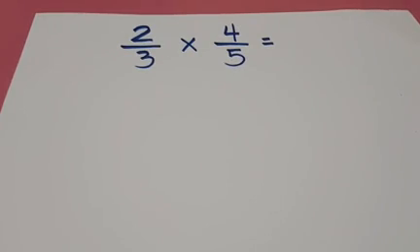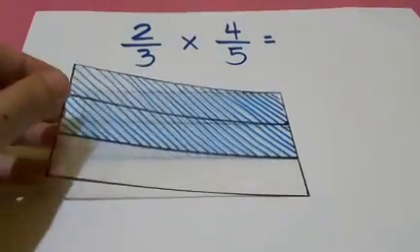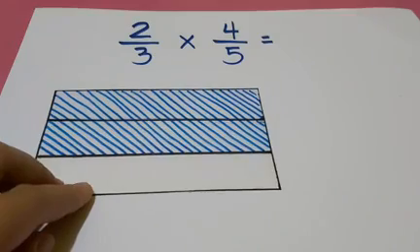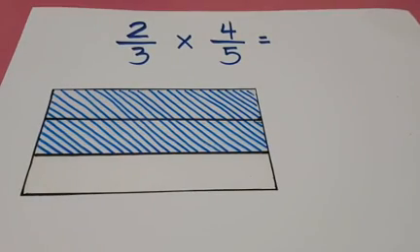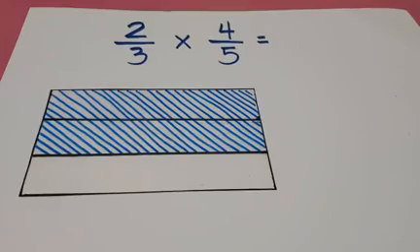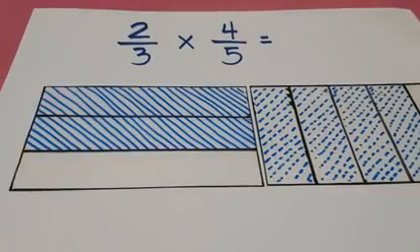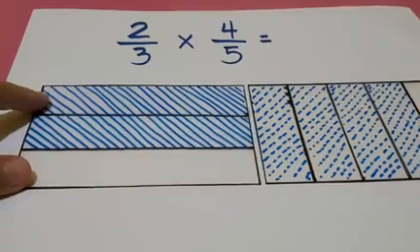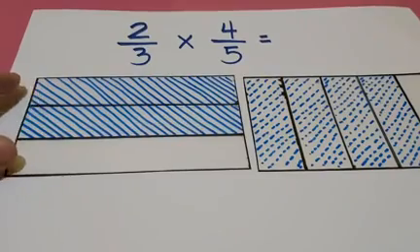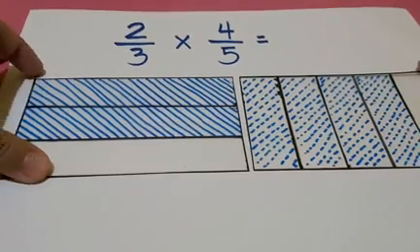We have 2/3 times 4/5. So in answering this example, again we are going to use models. So for 2/3, we have this model. Our model was divided horizontally. And then, for 4/5, our multiplier, this is the model. And our model was divided vertically. It should be like that so that when we combine them, we can see how many total parts will form for our answer. So let's combine.